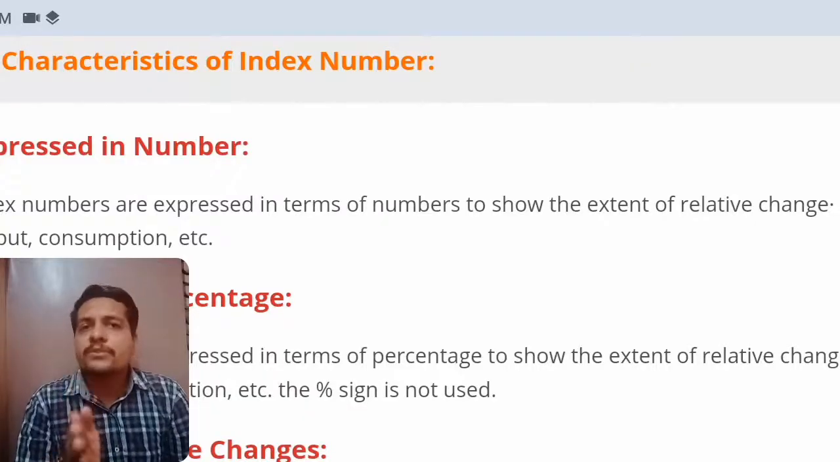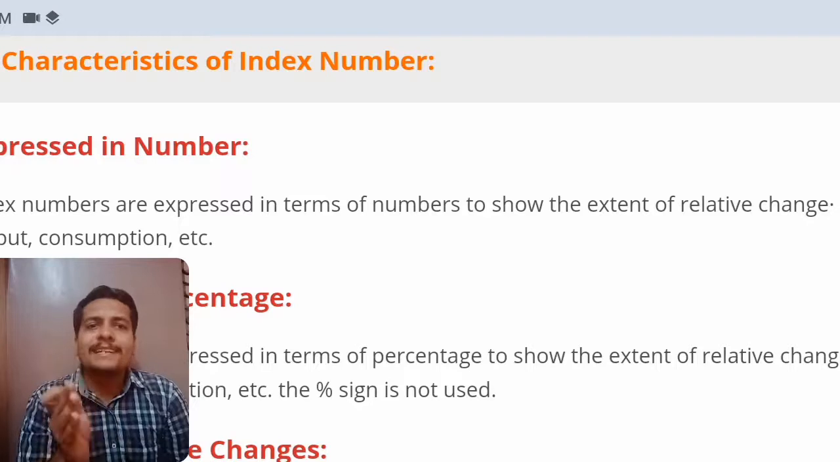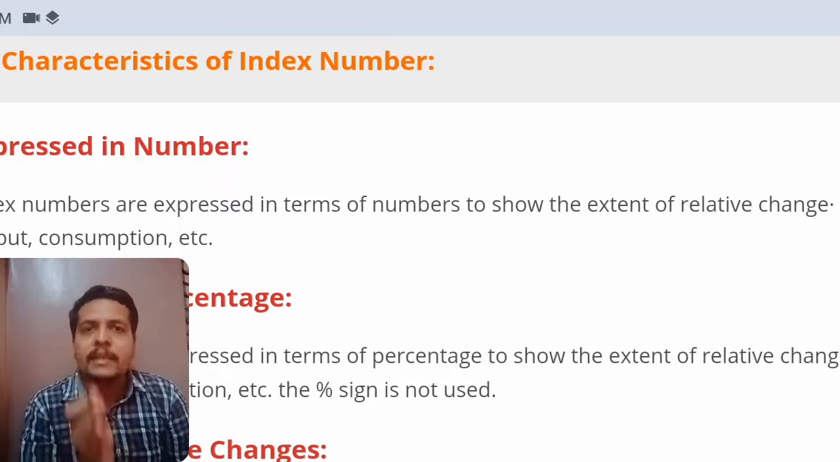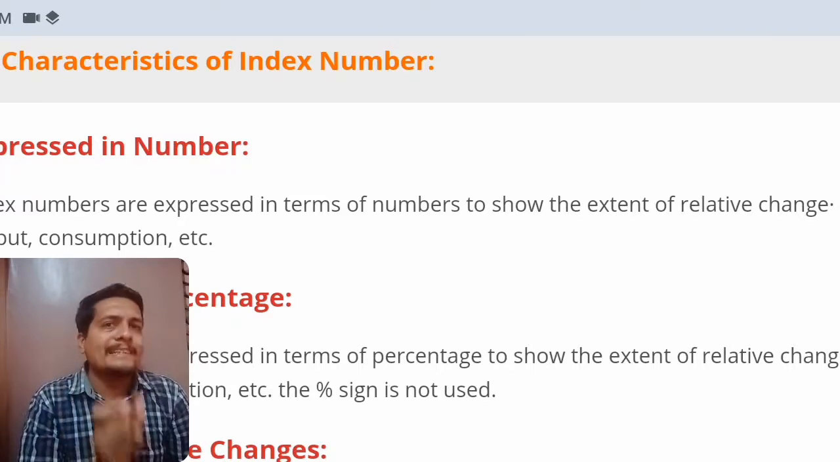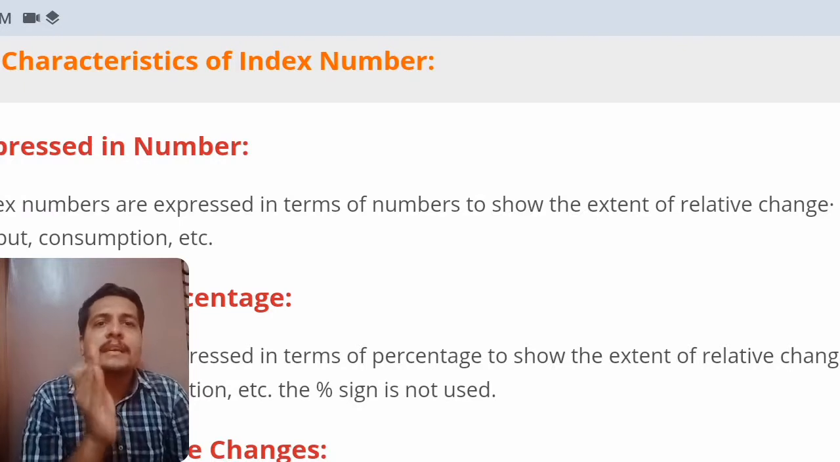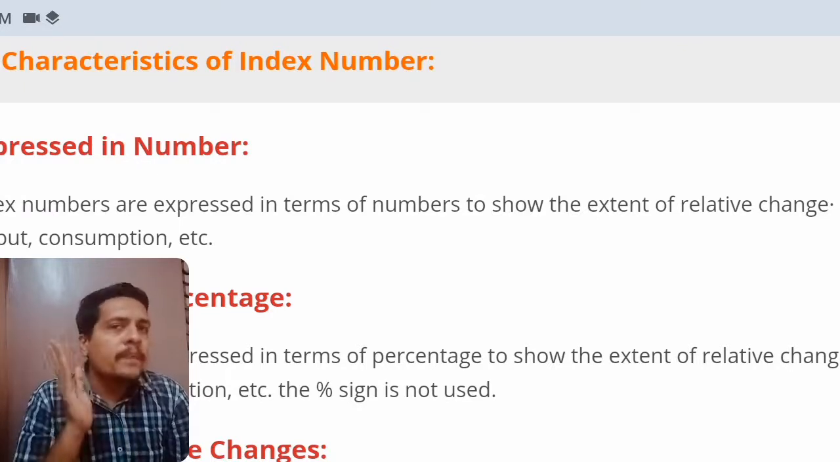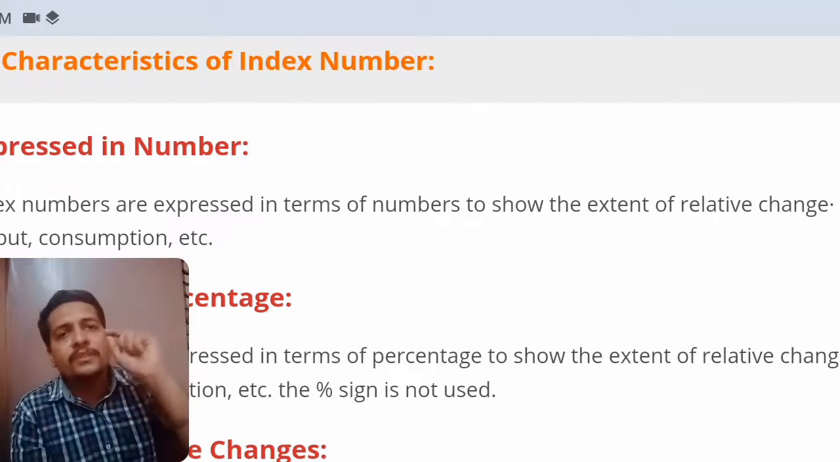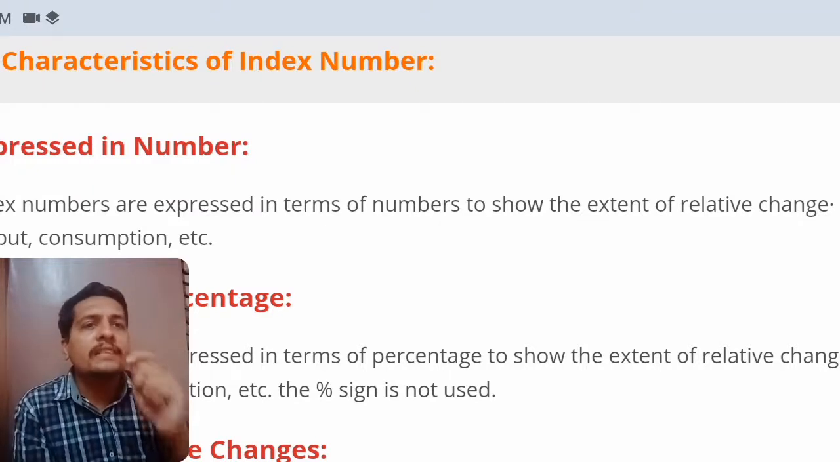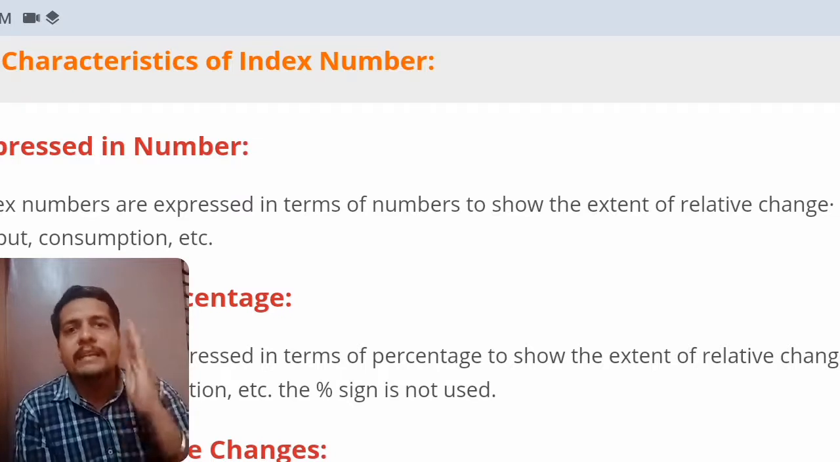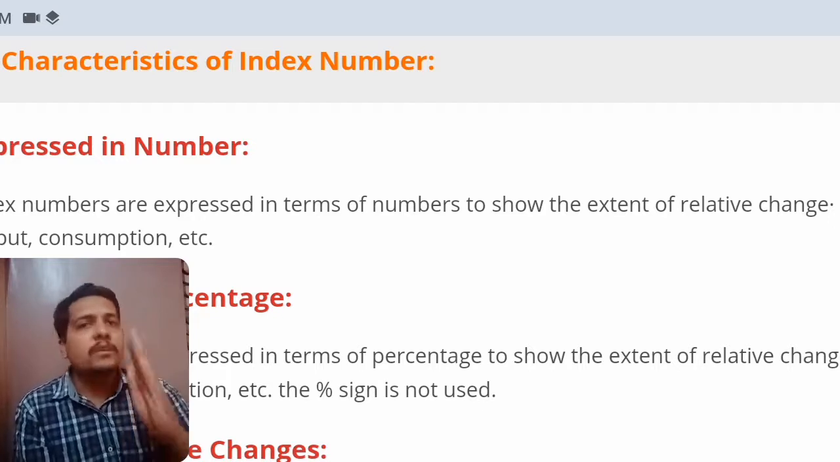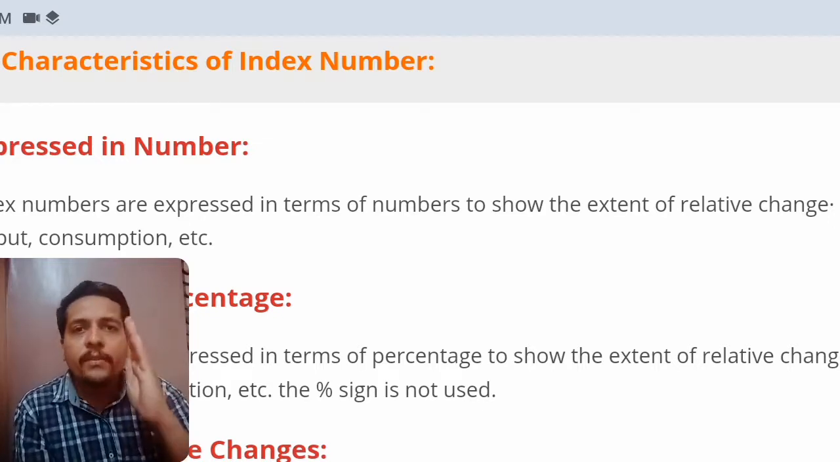So the next question regarding index number is, what are the characteristics of index number? Characteristics are very important to mention or study any quantities like index number. So the first characteristic of index number is that it is expressed in numbers. Index numbers are expressed in terms of numbers to show the extent of relative change in price, output, consumption, etc. So this is very important. Index numbers are compulsorily expressed in a number.